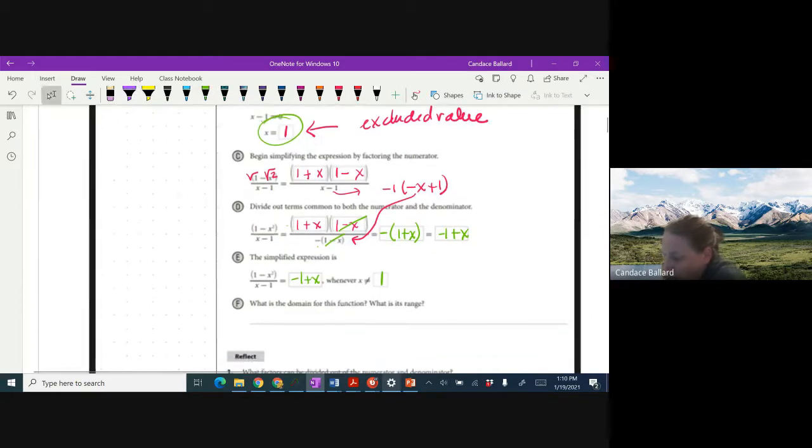I'm not going to worry about the domain and the range. We're going to cross that out. Okay. So as long as I didn't get 1 as the final answer, we'd be good.